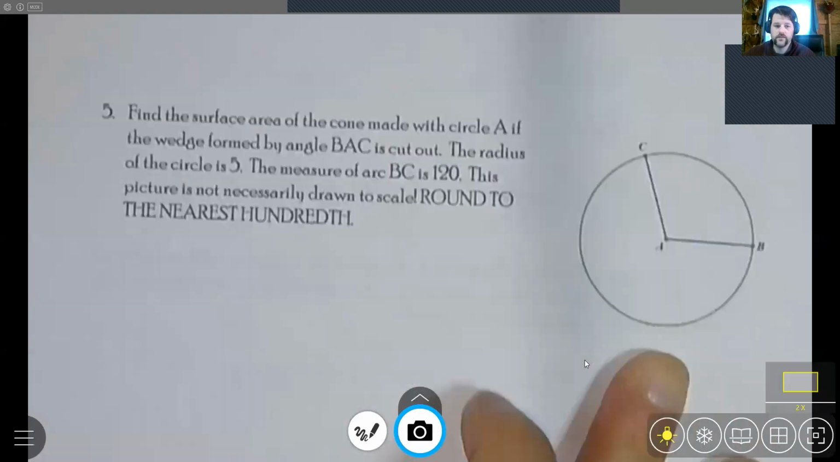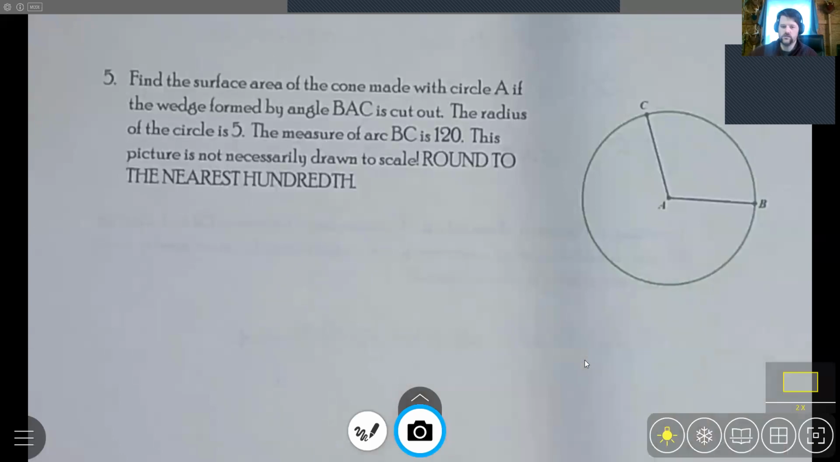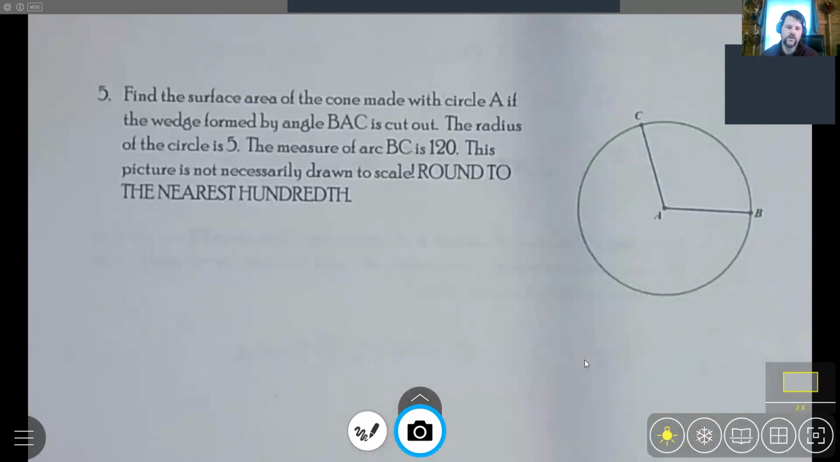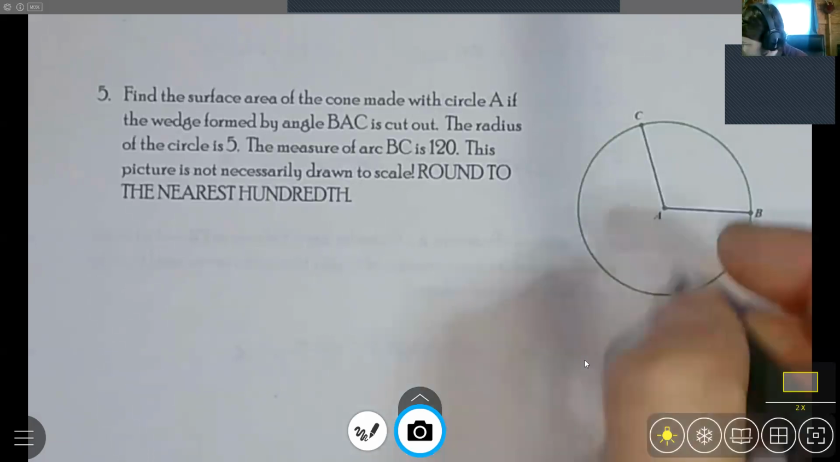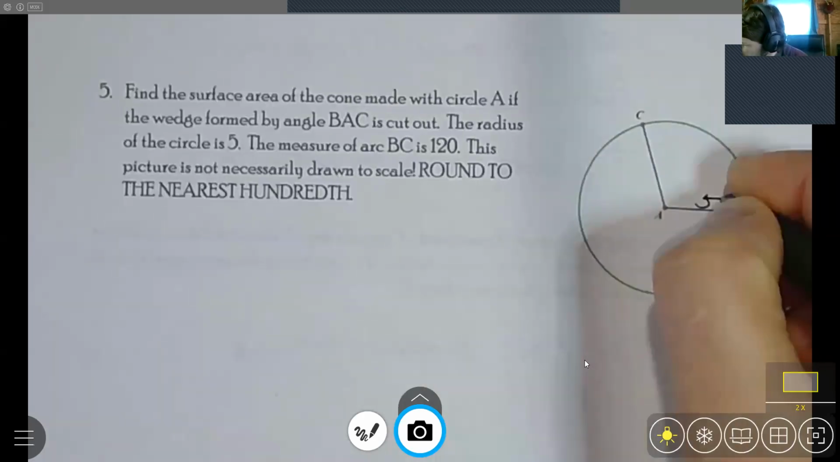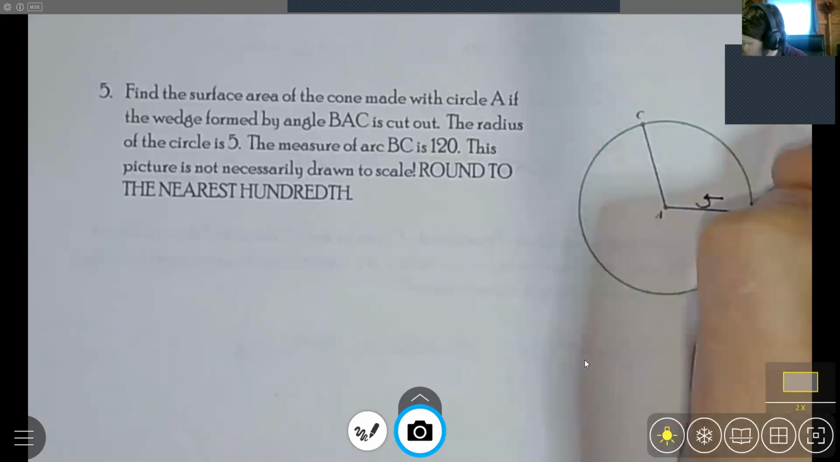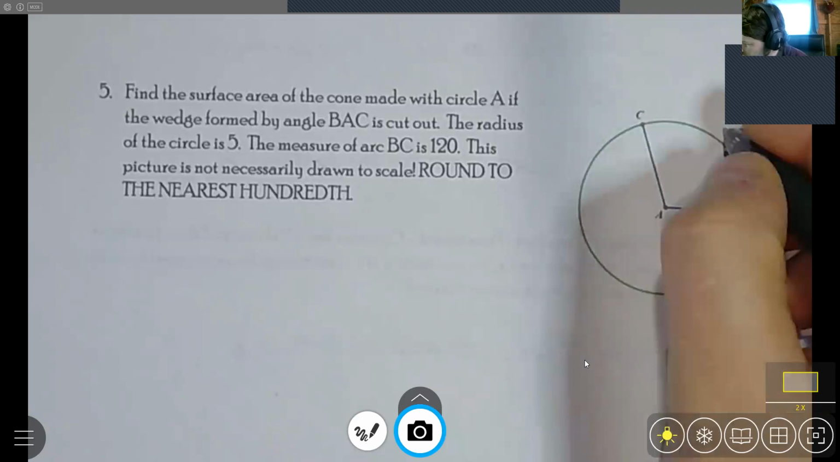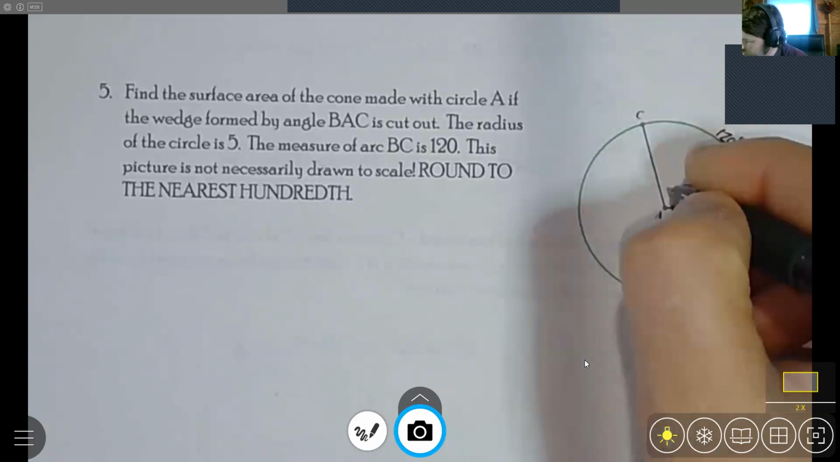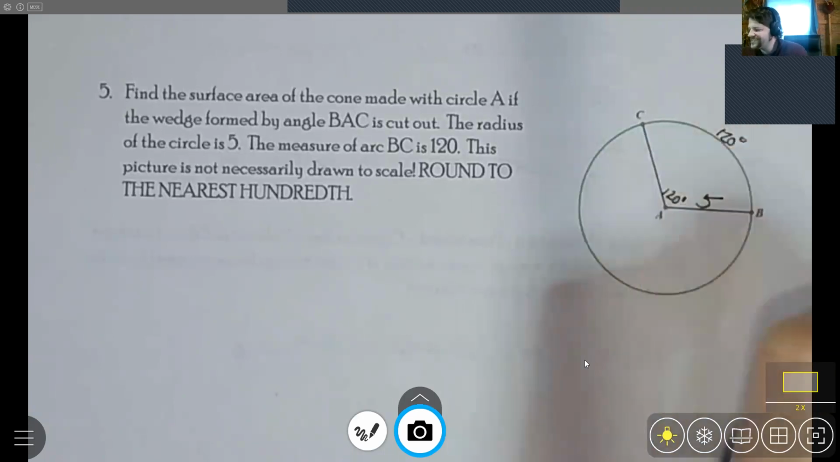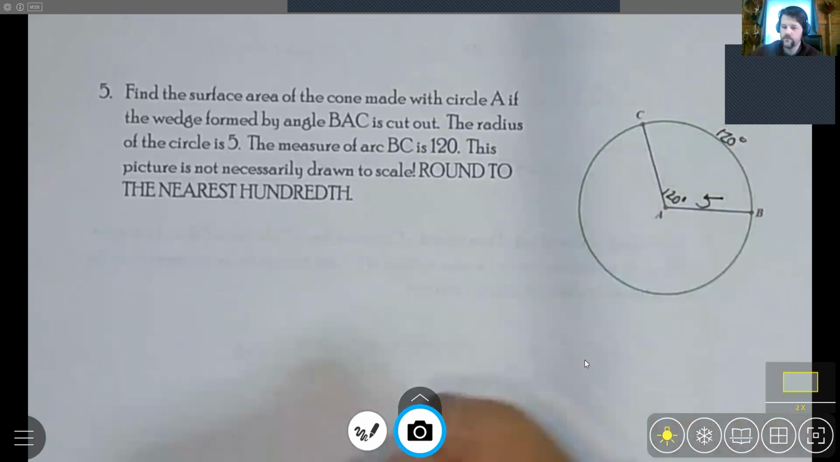Okay, next. All right, this is obviously just right off the practice quiz. Find the surface area of the cone made with the circle A if the wedge formed by angle BAC is cut out. The radius of the circle is 5. The measure of the arc is 120. So if this is 120 degrees, then the central angle is 120. This picture is not necessarily drawn to scale, round to the nearest hundredth.